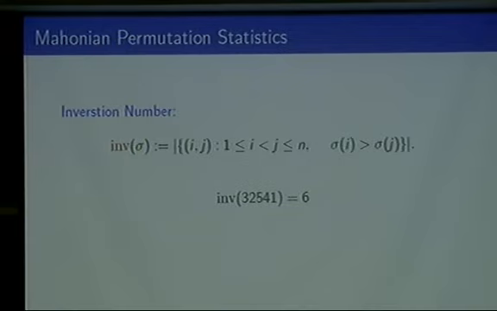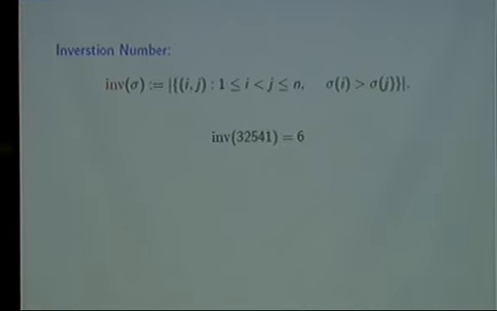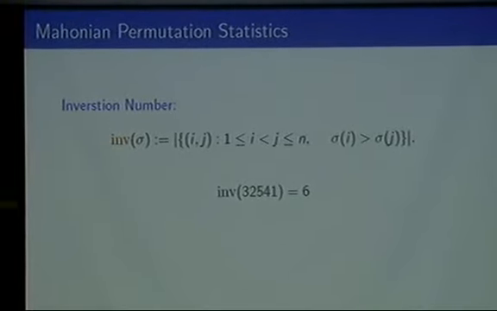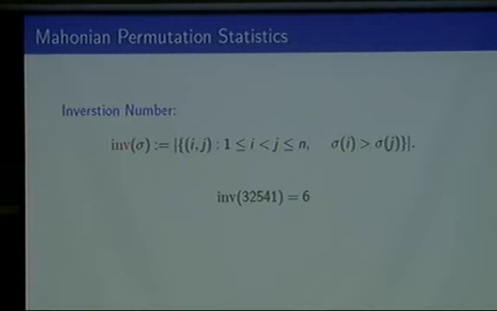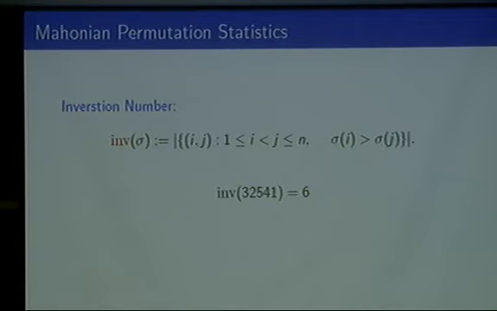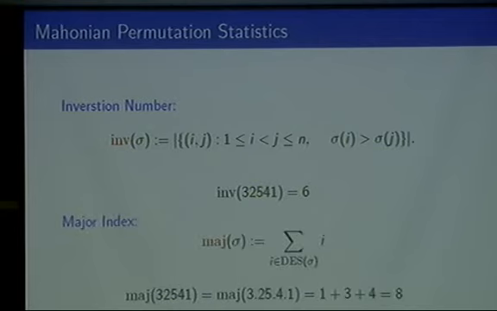So we get Q analogs by looking at the Mahonian statistics. So the inversion number is the most basic Mahonian statistic. And there we're just counting pairs that are in the wrong order. So the inversions are 3, 2, 3, 1, 2, 1, 5, 4, and 5, 1. There are 6 of them. The major index is the second most basic Mahonian statistic, or maybe the first, because that's actually named after Major McMahon.